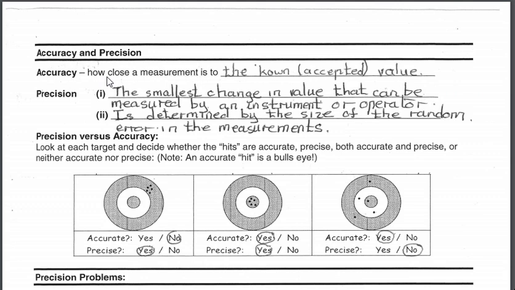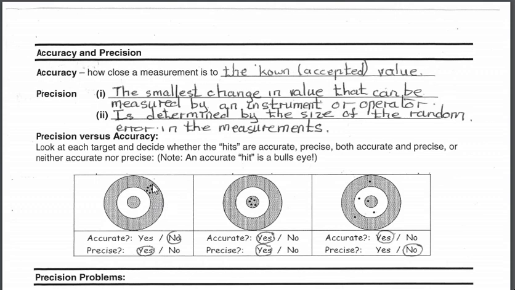Quite often it's taught using targets. So the little black dots here are the darts where they've hit the dartboard, and being closer to the center represents that you're taking a measurement that is close to the true value of that measurement of that object. So for example, the true length, the true width of the object.